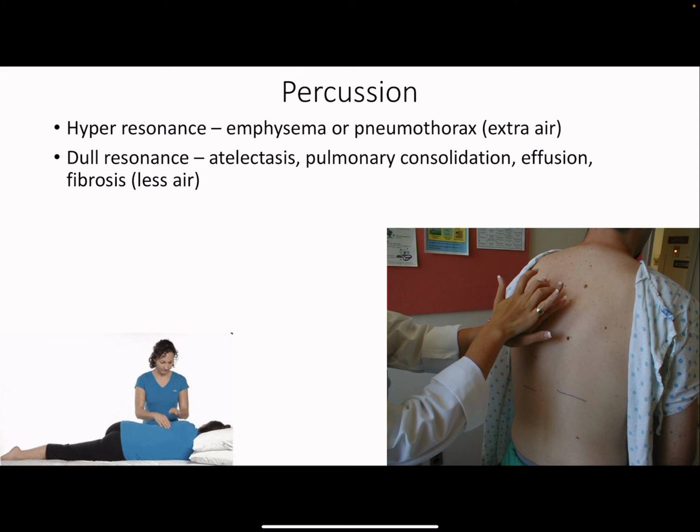All right, so percussion. If there's more air in your drum, it's going to be louder. So emphysema, pneumothorax, it's going to be hyperresonant. If it's a little bit more solid, or if the air is not there, atelectasis, consolidation, effusions, fibrosis, less air or more fluid means it's going to make less sound upon percussion.